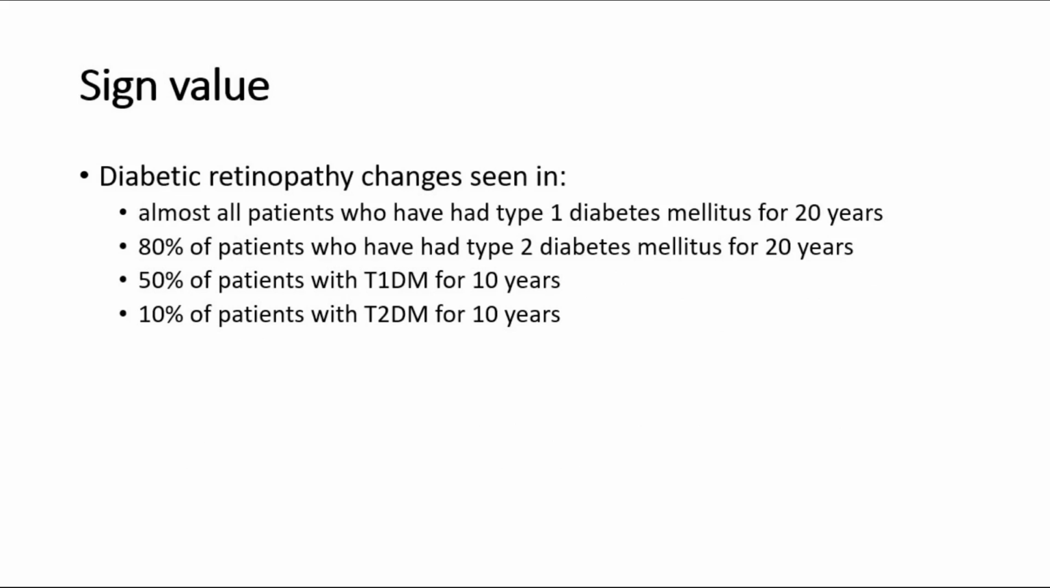Let's look at its sign value. Diabetic retinopathy changes are very significant in diabetes diagnosis. They are seen in almost all patients who have had type 1 diabetes mellitus for 20 years, 80% of patients who have had type 2 diabetes mellitus for 20 years, 50% of patients with type 1 diabetes for 10 years, and 10% of patients with type 2 diabetes for 10 years. So we can see that people with type 1 diabetes are more prone to have diabetic retinopathy.